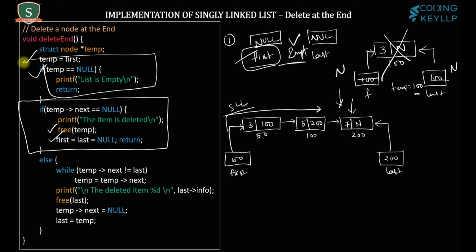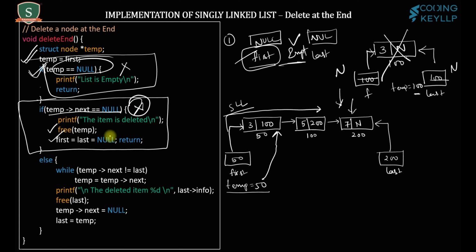Now what is the first thing? Temporary is equal to first. What is the temporary value now? Temporary is equal to 50. The condition: is 50 equal to null? This condition failed, so the list is not empty. Is 50 of next equal to null? 50 of next is 100, so this condition also failed. Then it comes to the else part. The moment it comes to the else part, what is written?